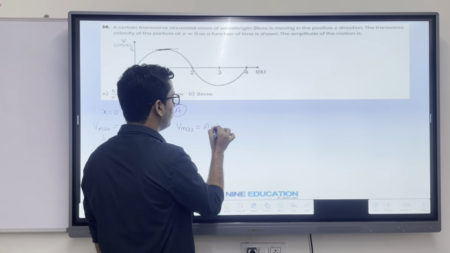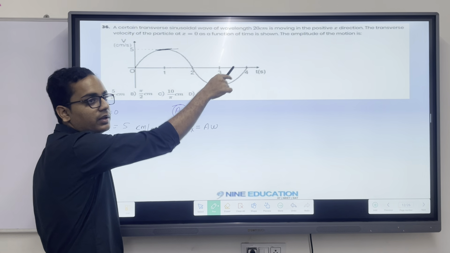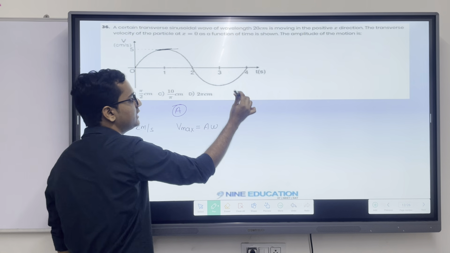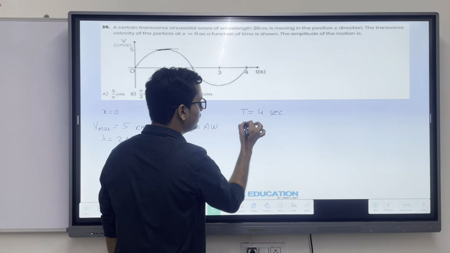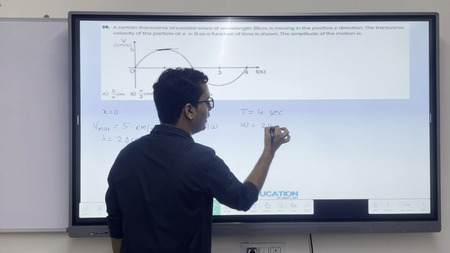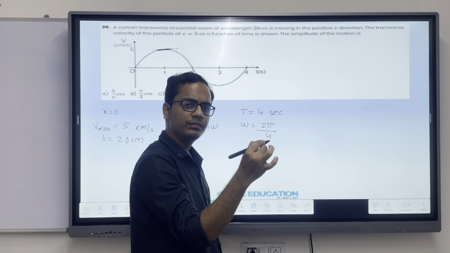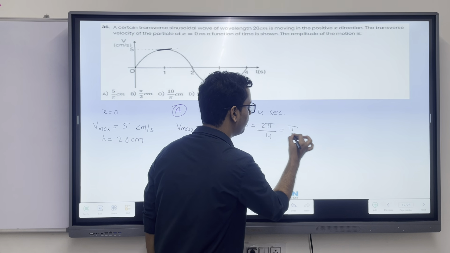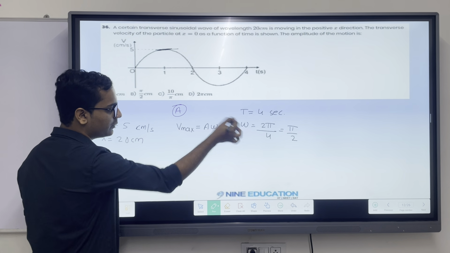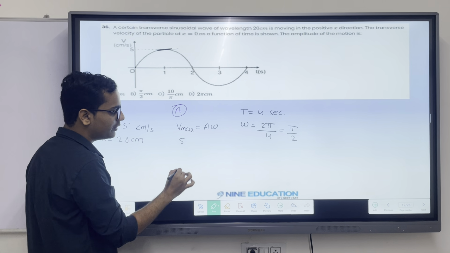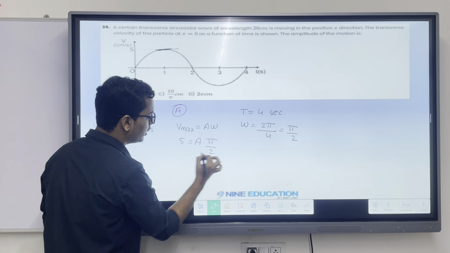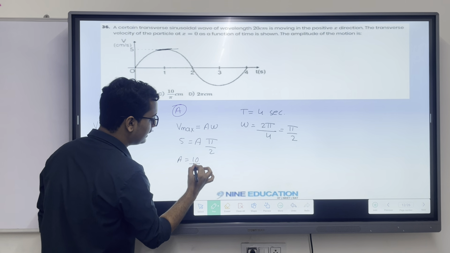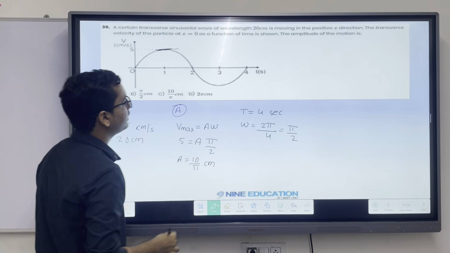Can I get omega from the time period? You can see one complete oscillation is done in 4 seconds. So omega is 2 pi divided by time, so this is pi by 2. Clear? So substitute all the values. Vmax is 5 centimeter per second, omega is pi by 2. From here, I will get A as 10 divided by pi centimeter.